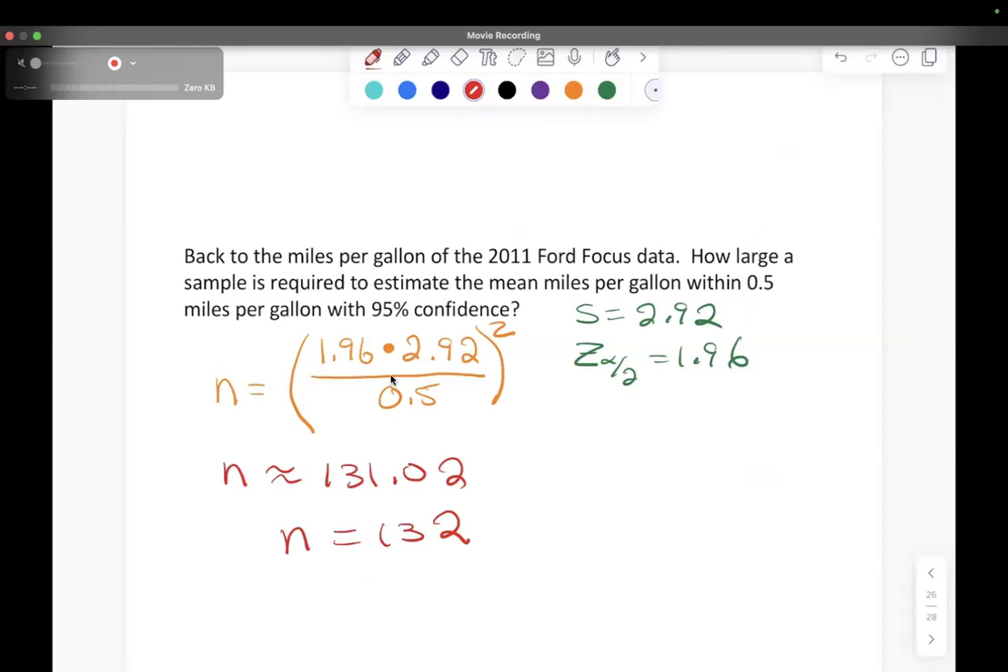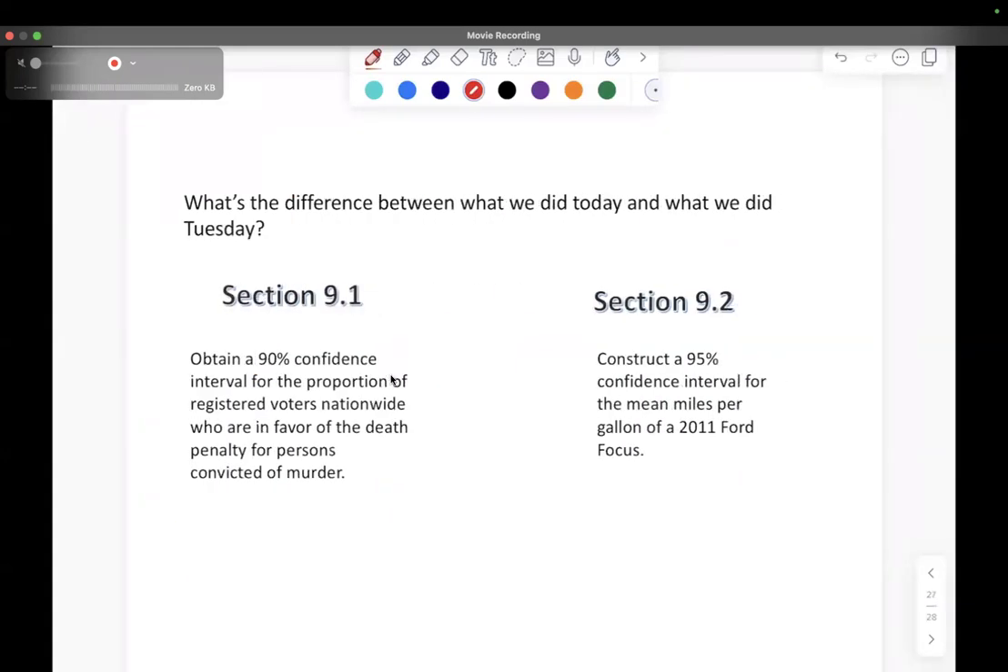They are kind of comparing 9.1 and 9.2. In section 9.1, the words you're going to see say something like proportion of something. So if it has the word proportion in it, you're doing the 9.1 stuff. If it has the word mean in it, you're going to do the 9.2 stuff. And this is going to be z-scores, z sub alpha divided by 2, and this is going to be t sub alpha divided by 2.